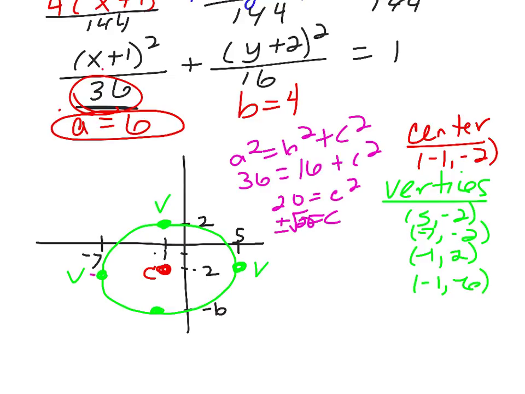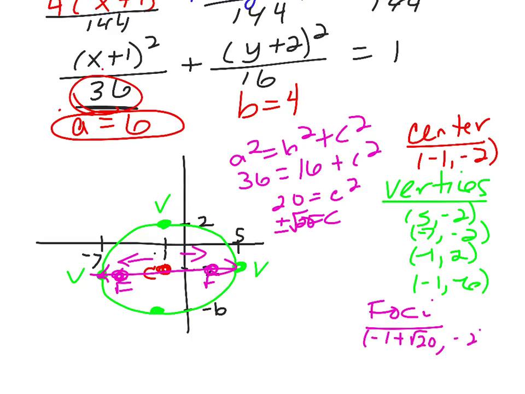My foci, remember, are on my major axis, so from the center I'm going to the left and to the right. That means my x value is going to change from my center. So it's negative 1 plus the square root of 20, comma, negative 2, and negative 1 minus the square root of 20, comma, negative 2.